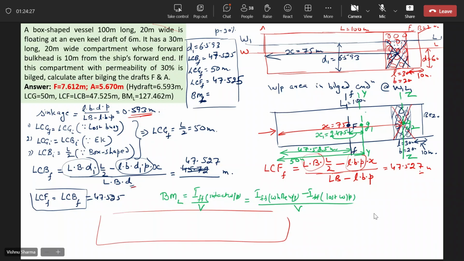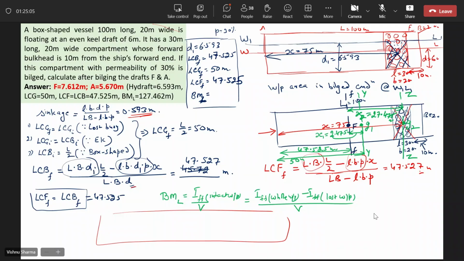What is the perpendicular distance between FF and ZZ, guys? Let me call it X2. Can you calculate how much it will be? X is 75, AF is 27.4... How much is X2? 27.475 meters. Now, I'm sure you have understood why we have marked these X's, because for BML, you'll have to deploy the theorem of parallel axis.